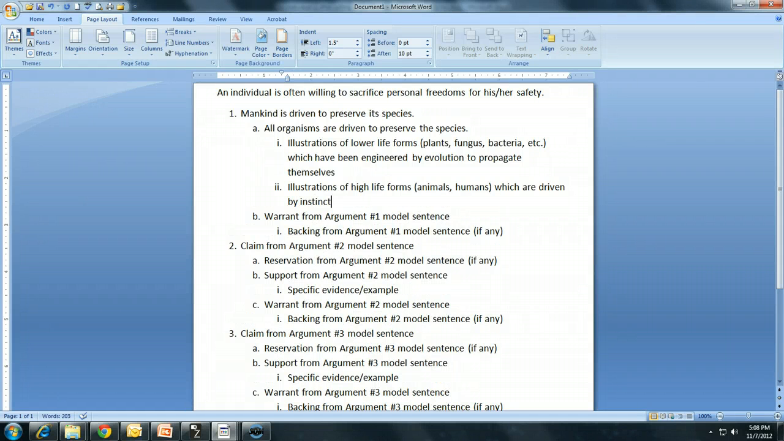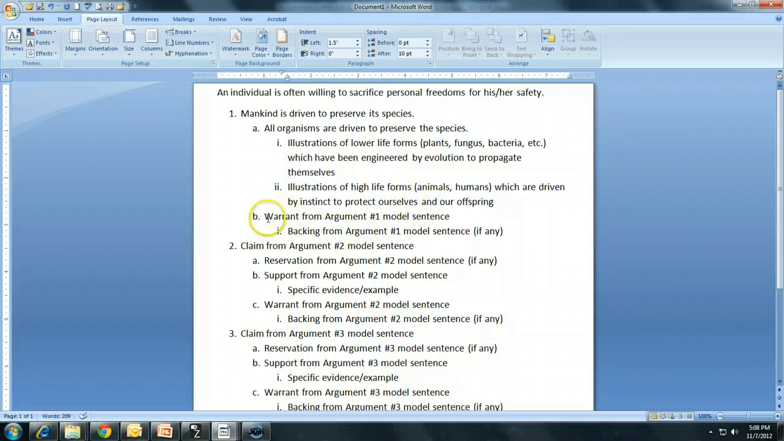We are driven by instinct to protect ourselves and our offspring. I know that's terribly cold sounding, to call our families or our children our offspring, but basically in biological terms, that's what we're talking about. We are programmed by evolution to protect ourselves and our offspring, and that's to preserve our species.